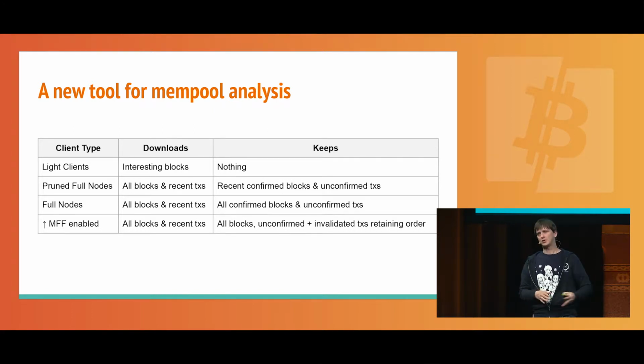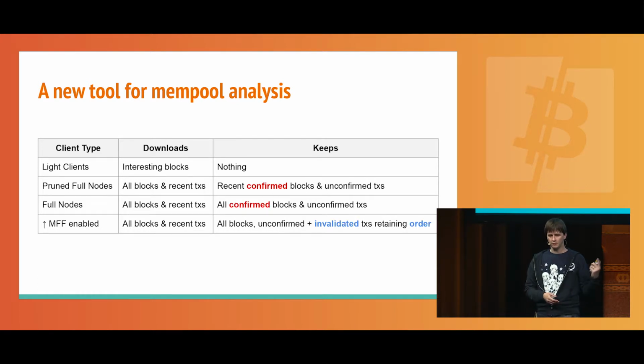So to kind of emphasize what I'm talking about, if you go from one side to the other, you have light clients that store nothing and download interesting blocks, like using Neutrino to determine that, for example. And then you can have pruned full nodes, which keep recent blocks. You can have full nodes, which keep all confirmed blocks. And then if you have full nodes with MFF enabled, they will store all blocks. And they will also store invalidated transactions, and they will also retain the order of transactions as they go into the mempool for that particular node.